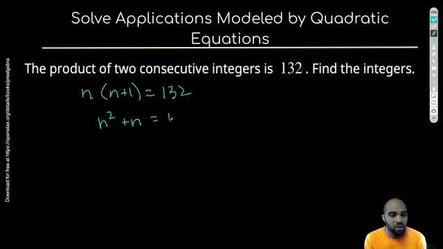And that gives us 132. Well, what is this starting to look like? A quadratic equation. Matter of fact, we're almost there. If we subtract 132 on both sides, we end up with just what we're looking for: n squared plus n minus 132 equals 0.